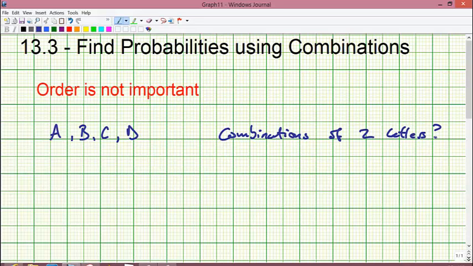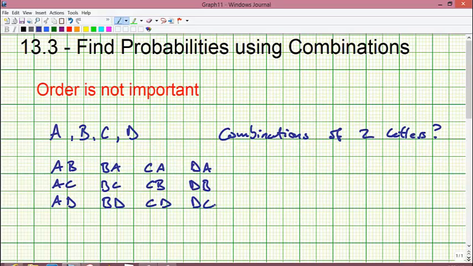Now we can write out the list. Let's try that, shall we? We'll start with the A's. So there's AB, AC, AD. We can then start with B. So we've got BA, BC, and BD. Start with C: CA, CB, and CD. And then finish off with the D: DA, DB, DC.